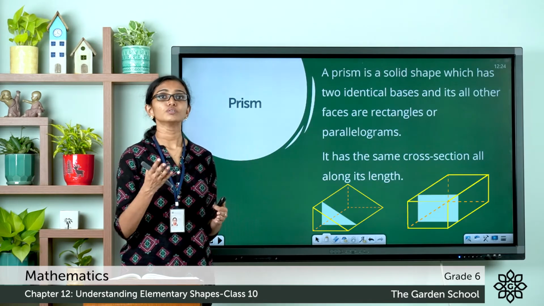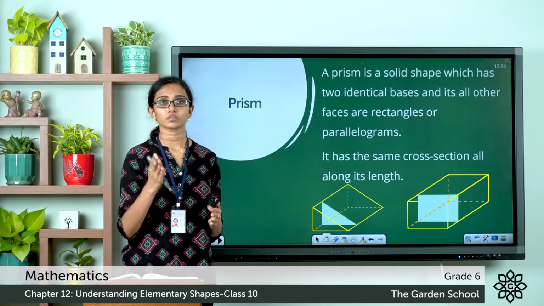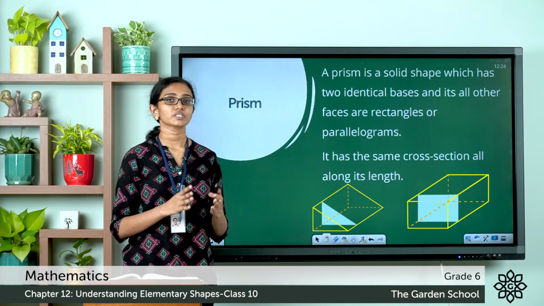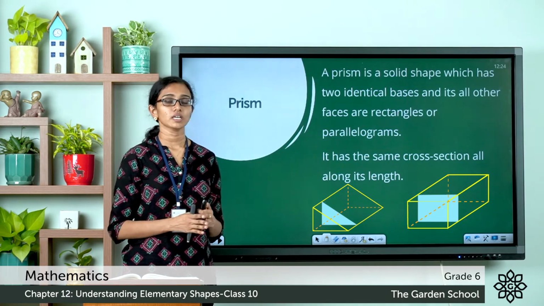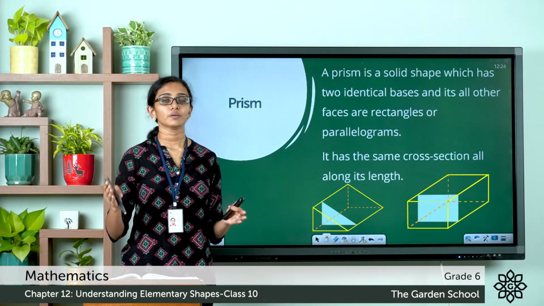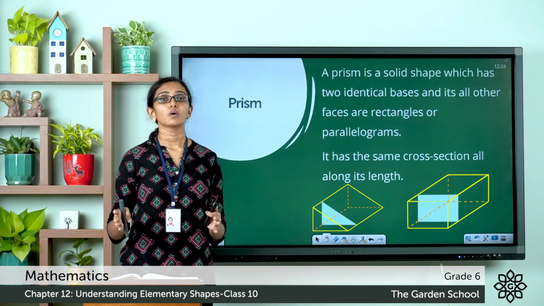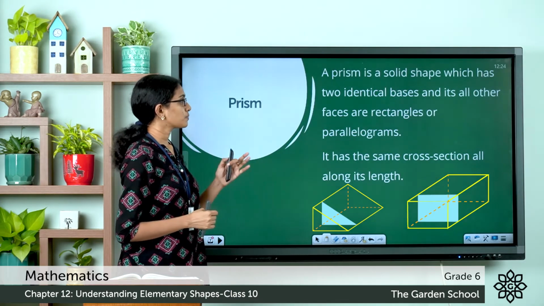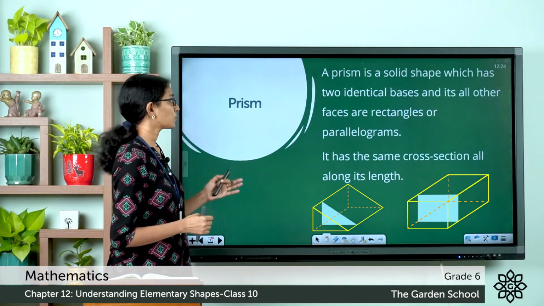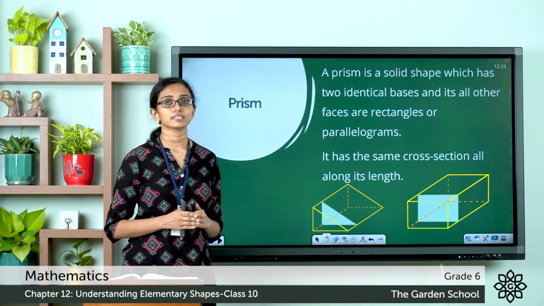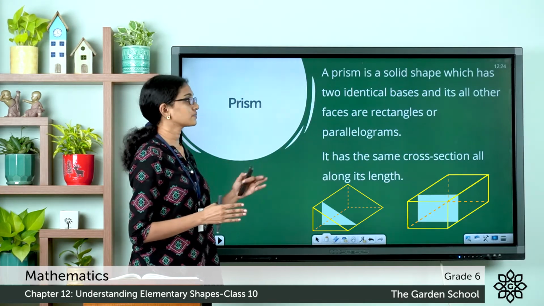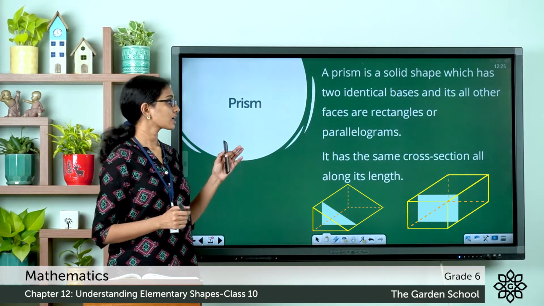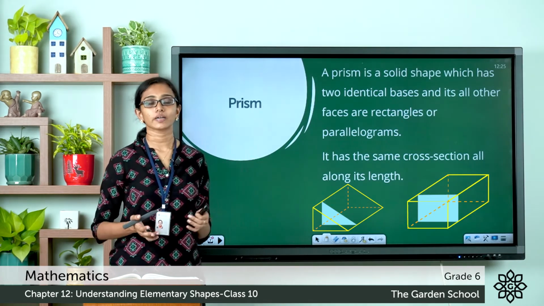So, if you cut through the solid shape across its length or breadth, the surface or shape exposed is called the cross section, and if you cut through a prism, the cross section will look the same at any point. So, what is a prism? A prism is a solid shape which has two identical bases and all its other faces are rectangles or parallelograms. It has the same cross section all along its length.